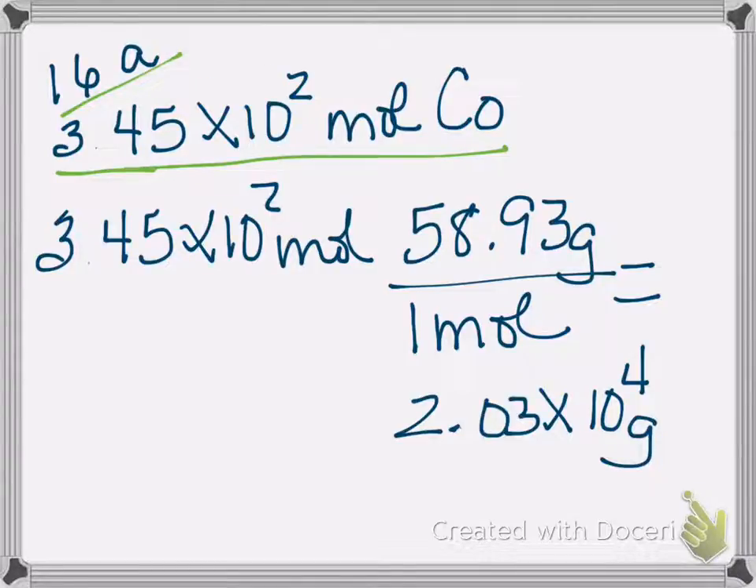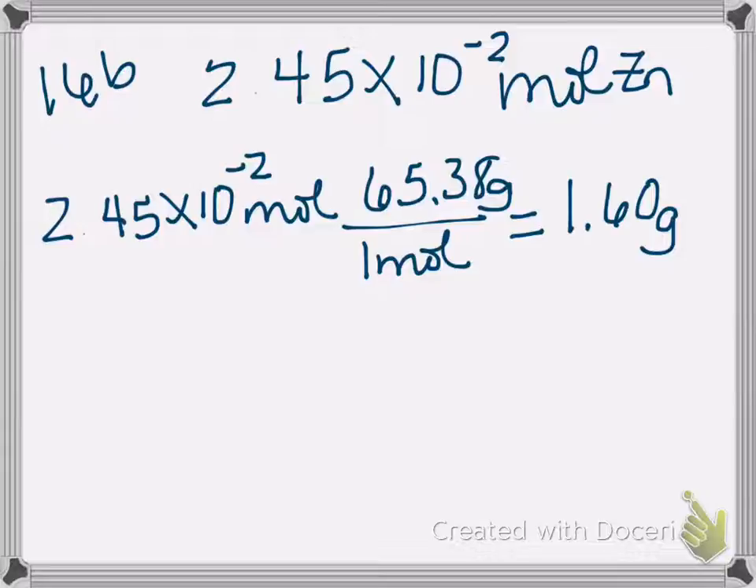All right, so we put that down here first, 3.45 times 10 to the 2 moles. We multiply that by 58.93 grams. That's the molecular weight. We divide by 1, so we can cross out the moles, and you're left with 2.03 times 10 to the 4 grams. Okay, because we have grams left here.